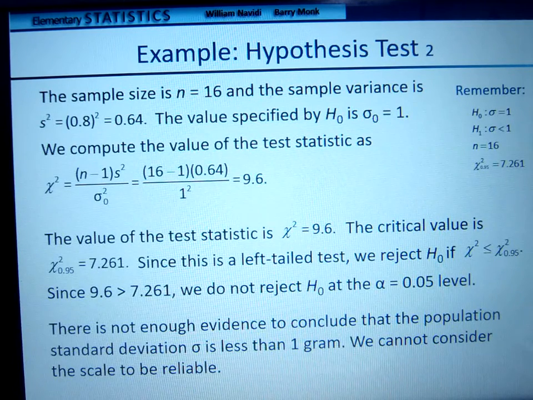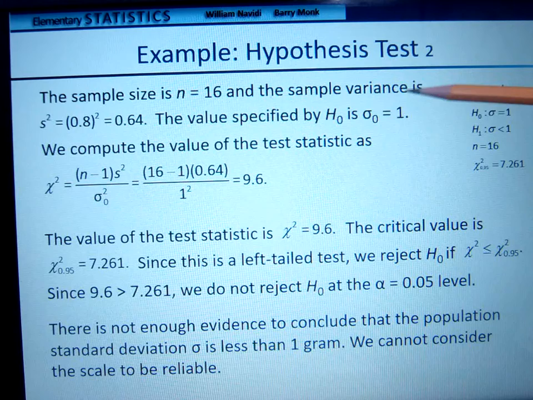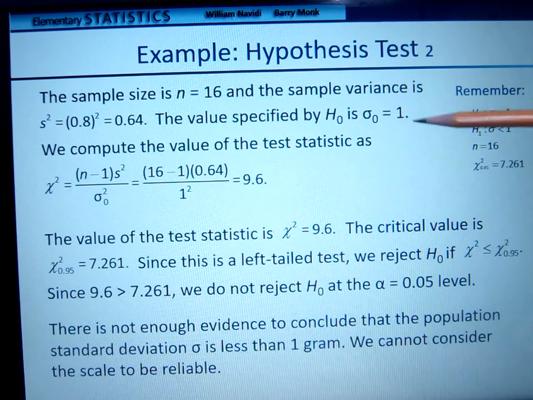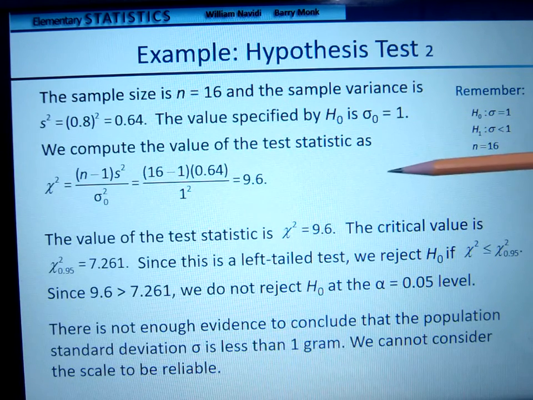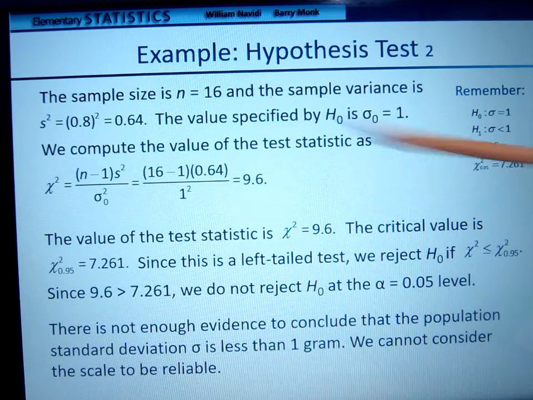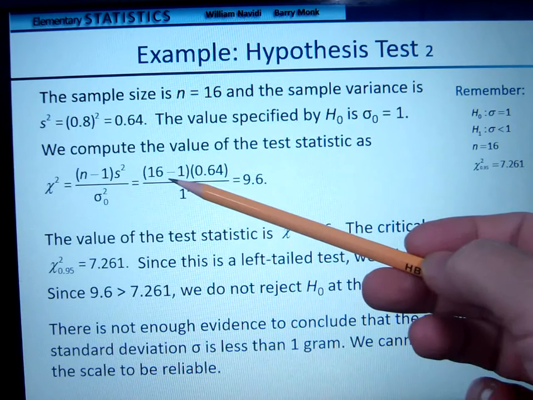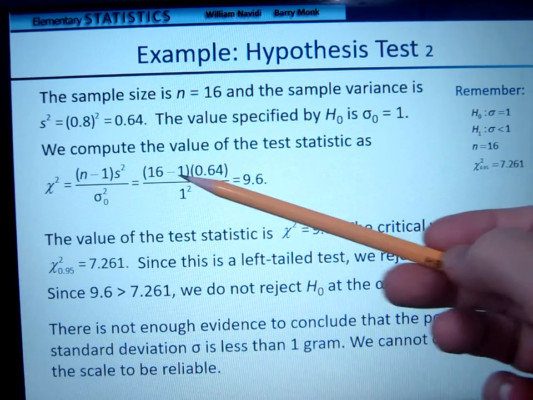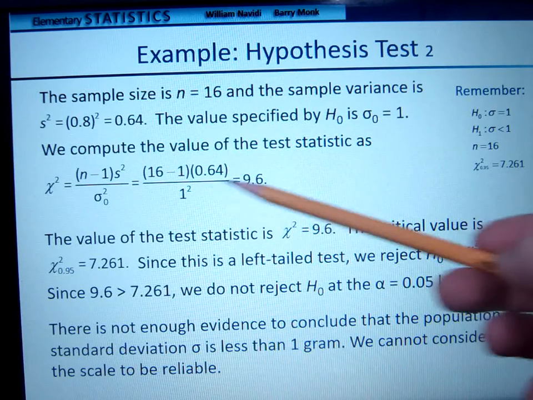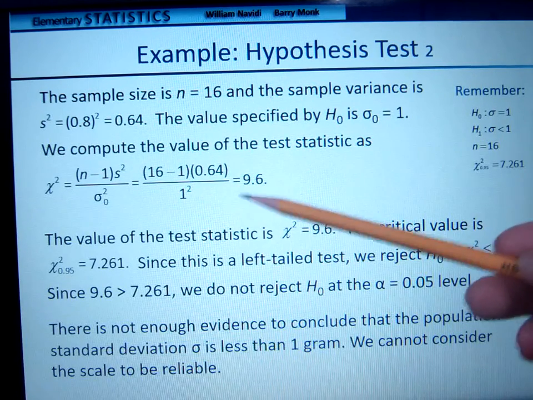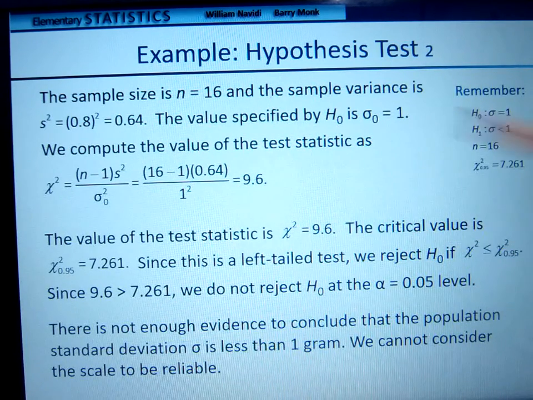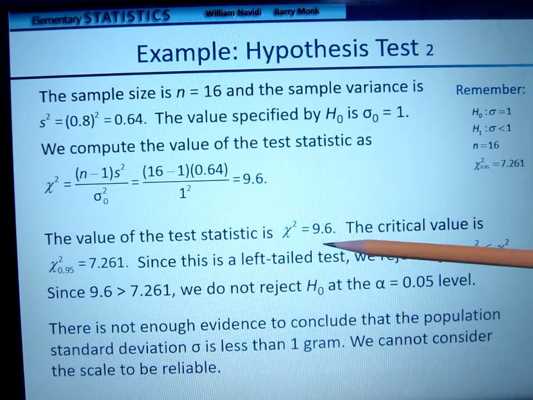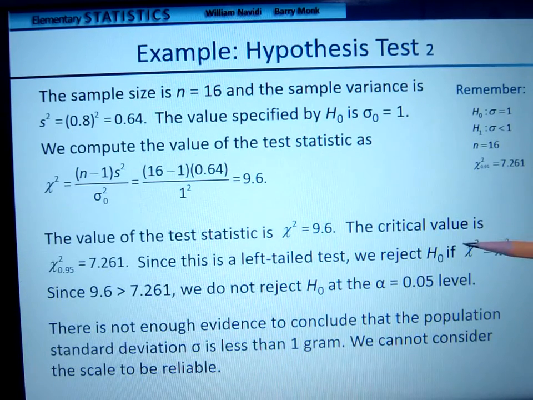The sample size is 16, and the sample variance is 0.64. The standard deviation specified by the null hypothesis is given as 1. We compute the value of the test statistic using this formula given to us earlier, where we had the degrees of freedom times the sample variance all over the population variance equals 9.6. The value of the test statistic chi-squared is 9.6, and the critical value is 7.261.